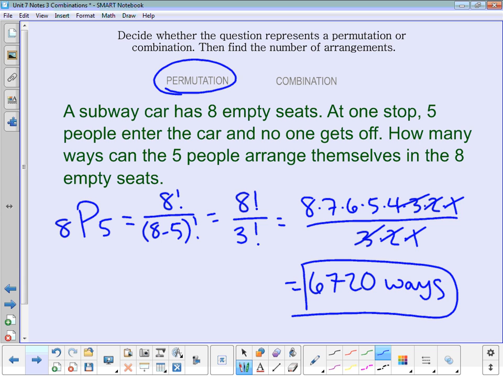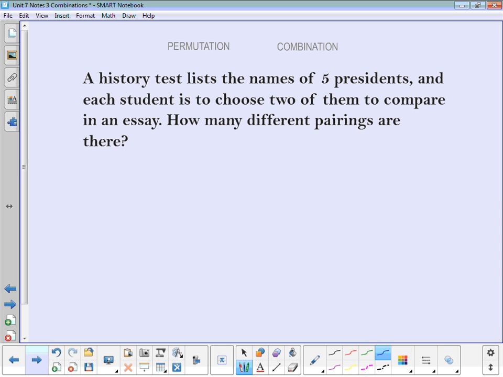In number 8, you're looking at the history test with 5 presidents that you need to compare 2 of them in an essay. Now, does it matter if you compare Bush to Clinton or Clinton to Bush? Does that make a difference? No, it doesn't. The order doesn't matter. You're still going to pick 2 and compare them. So in this case, we're looking at a combination because the order that we choose those presidents doesn't make a difference. We've got 5 to choose from, and we're choosing 2 of them.